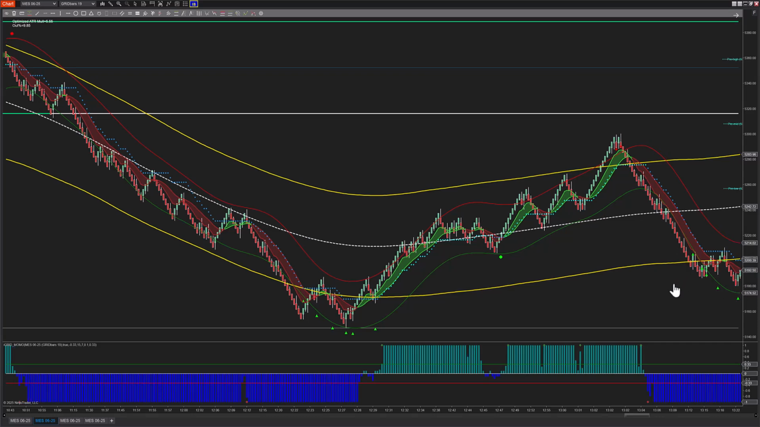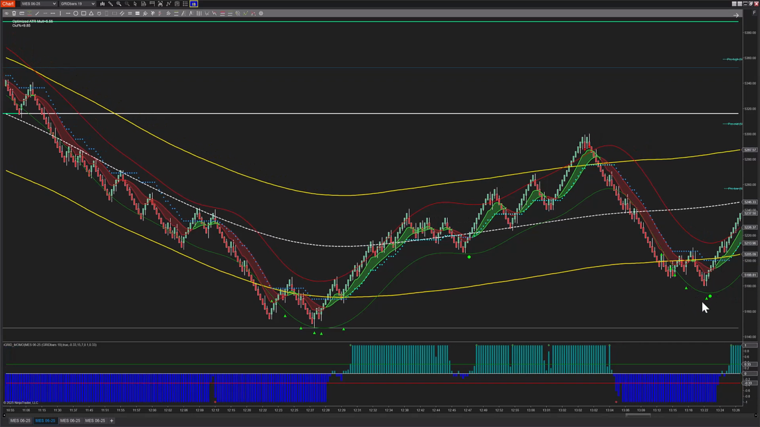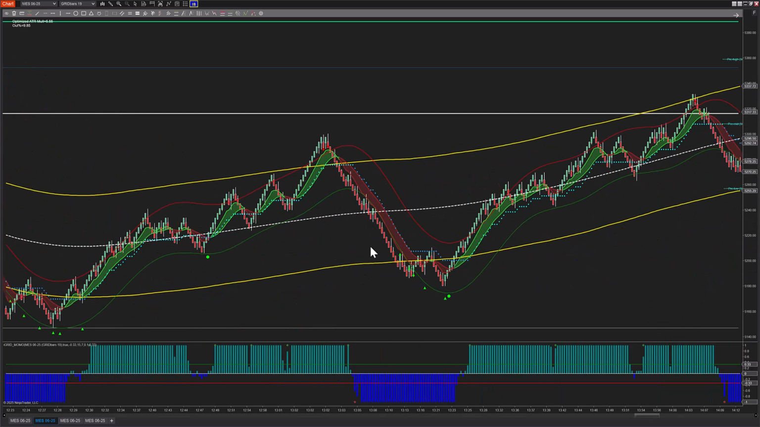I'm now outside of the bands. I'm starting to hook, right? Now I'm getting indication here, and there it is. So are you going to get tick high to tick low? Of course not, right? That's not the objective. The objective is to get the meat of it, right? This is what you're after.